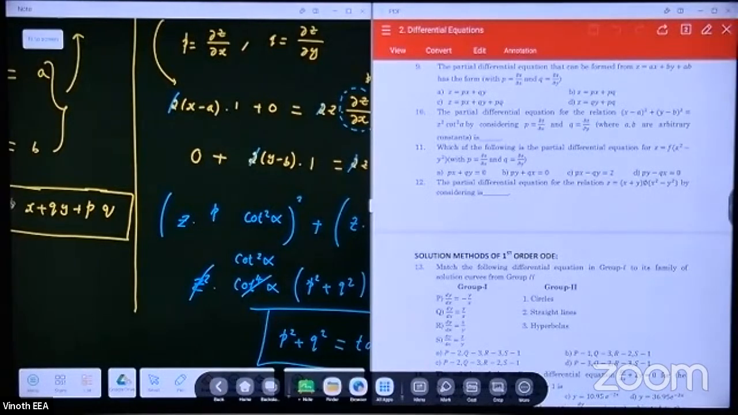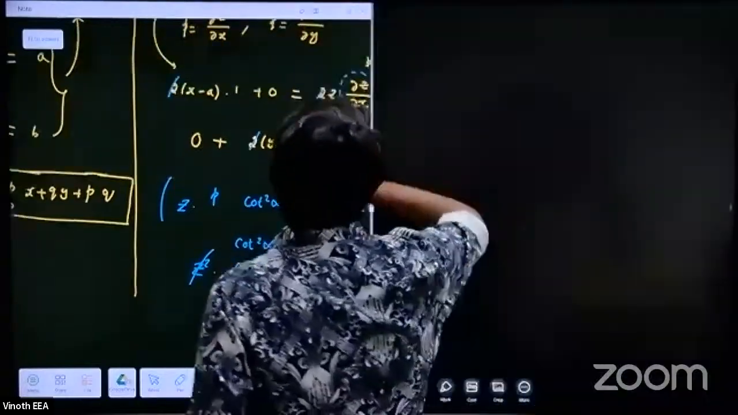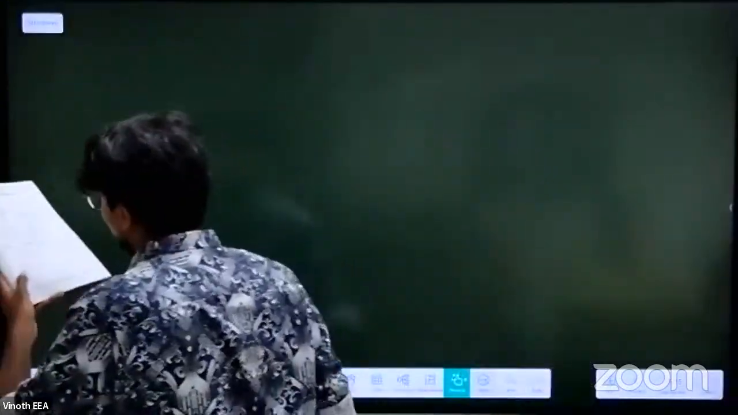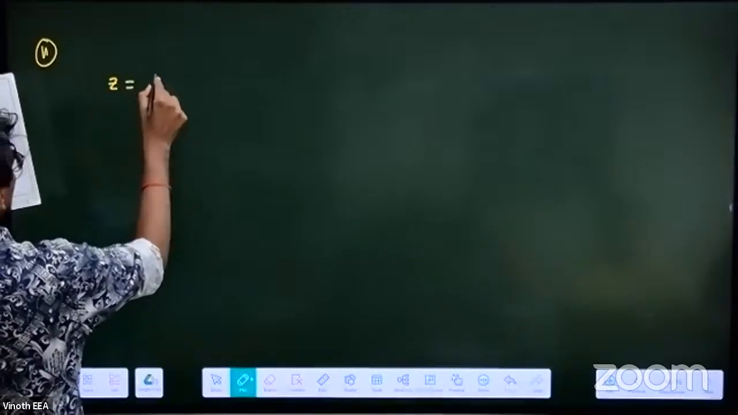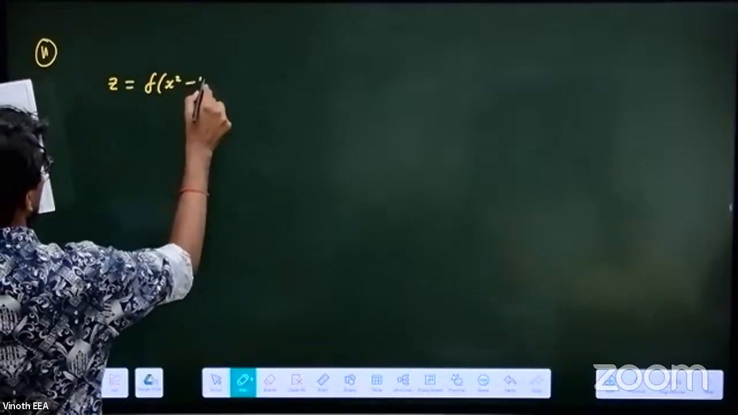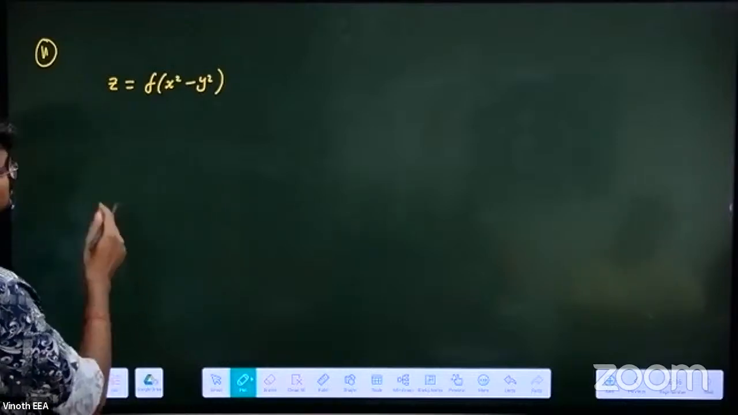py minus qx equal to 0. Okay, I'll do it. That is equal to f of x square minus y square. Oh, that's it. Okay, p is equal to dou z by dou x, q is equal to dou z by dou y. What if I differentiate this partially?